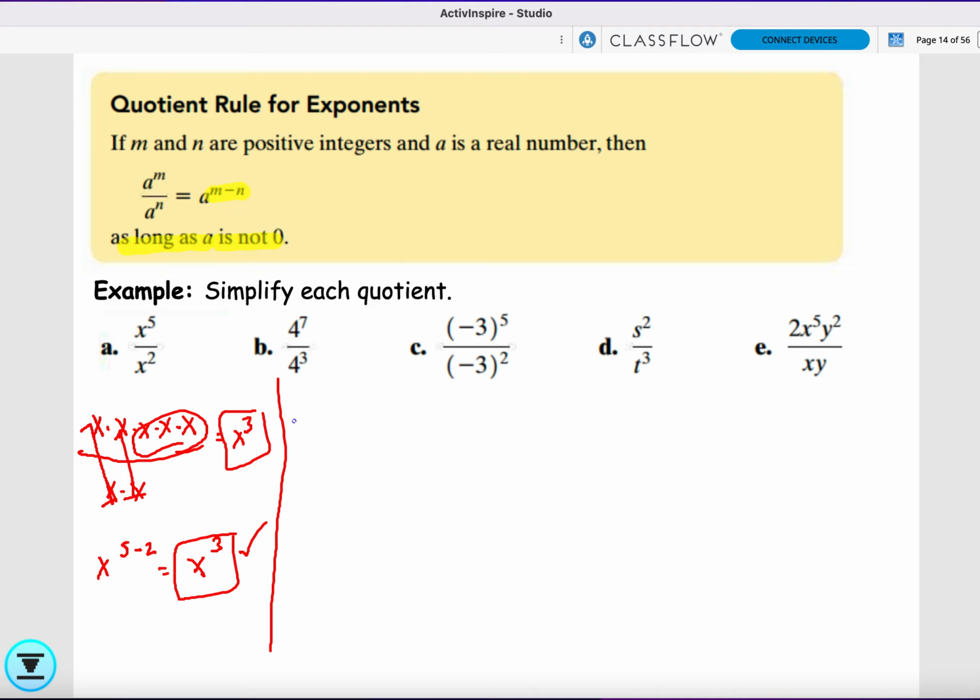B, you have 4 to the 7th over 4 cubed. So in expanded form, you'll see 7 4s on top, 1, 2, 3, 4, 5, 6, 7, over 3 4s on the bottom. Cancel out 3 of them. We're left with 4 to the 4th power. And we're done. Which is the same thing as 7 minus 3.